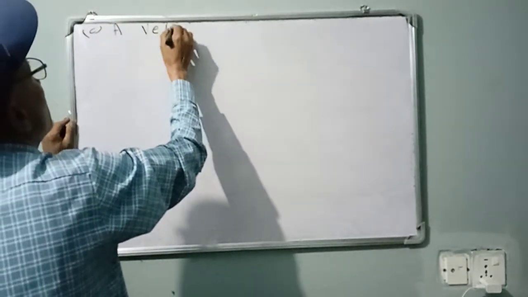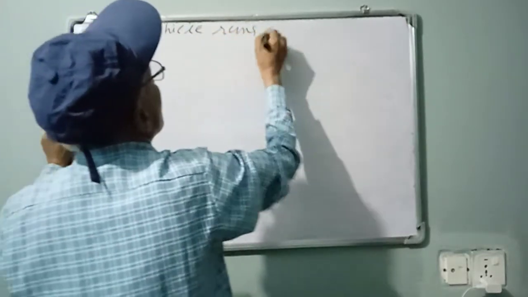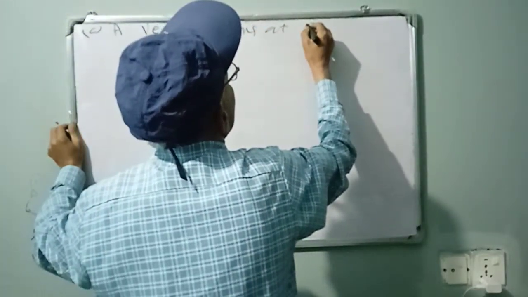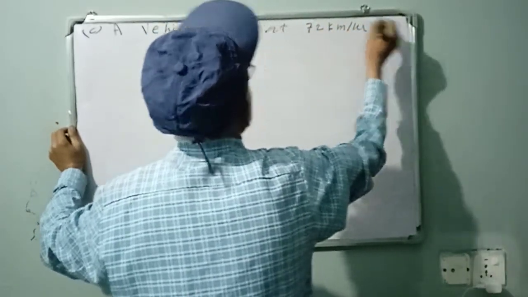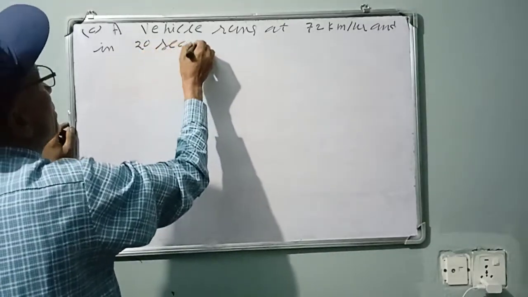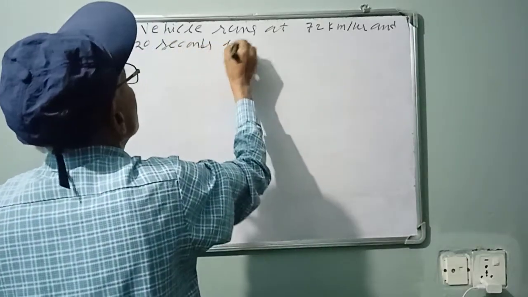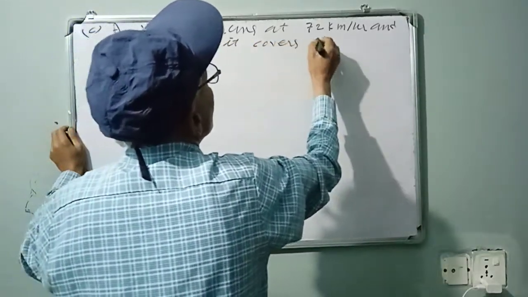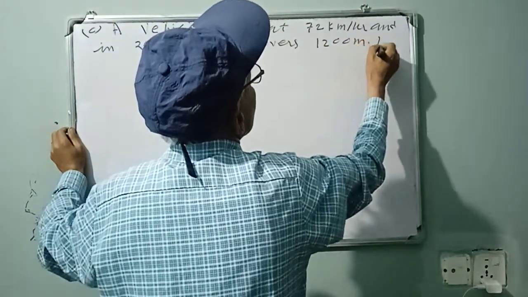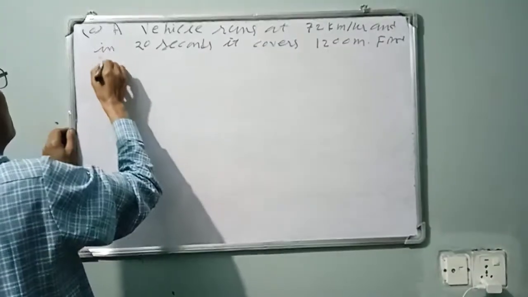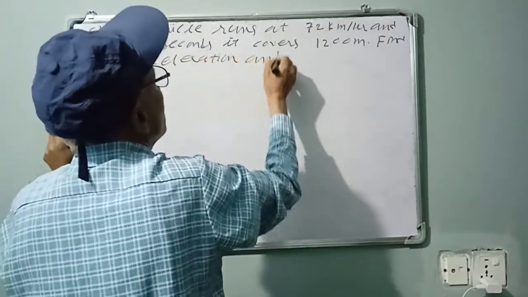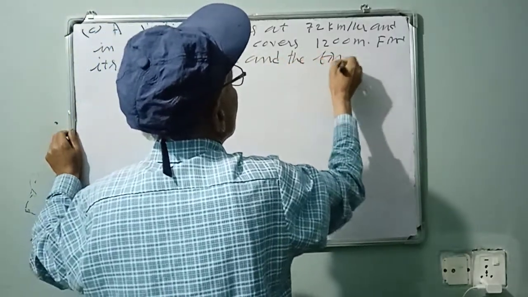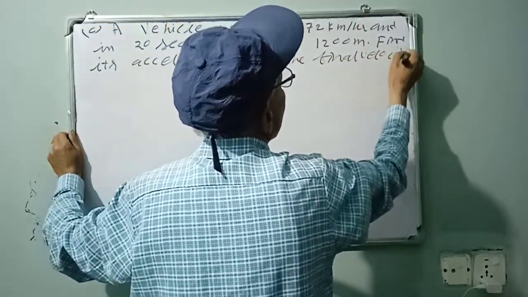A vehicle runs at, say, 72 kilometers per hour, and in, say, 20 seconds it covers 1200 meters. Find its acceleration and the final velocity. How to solve this problem?